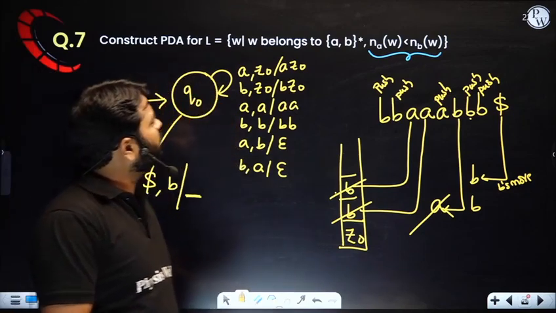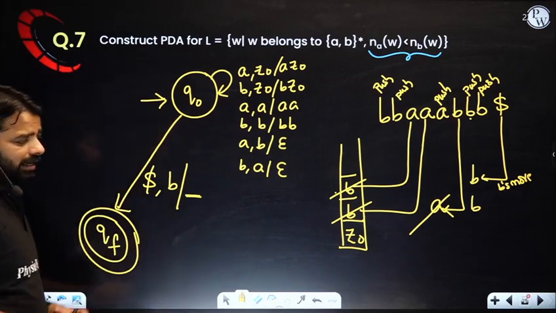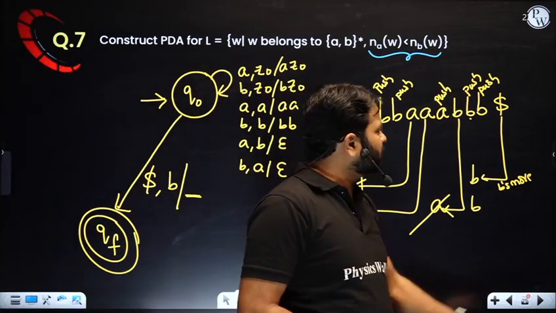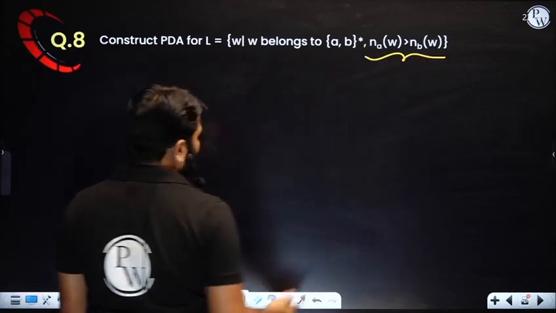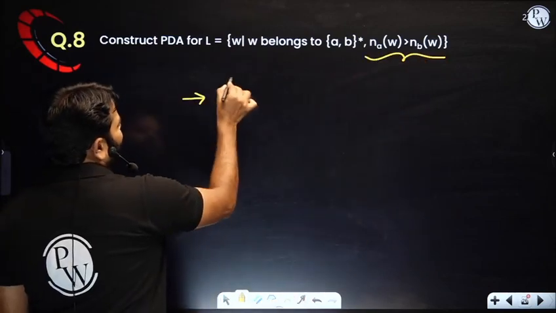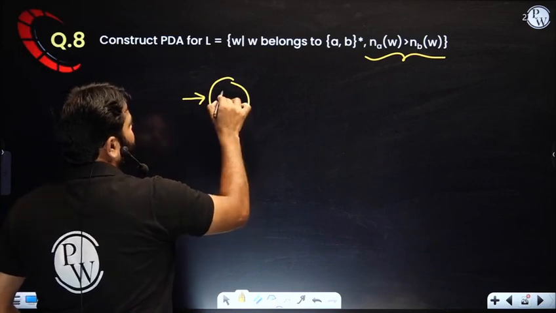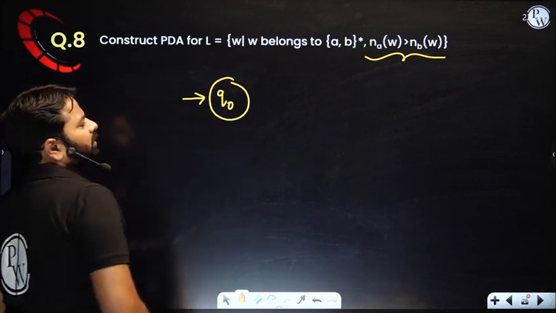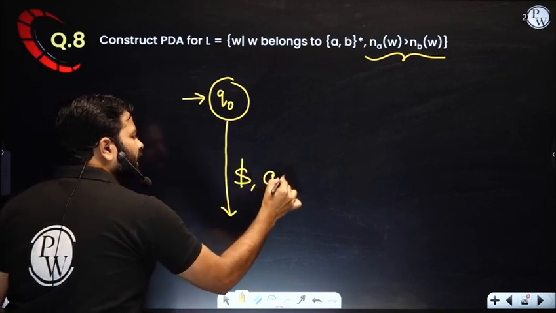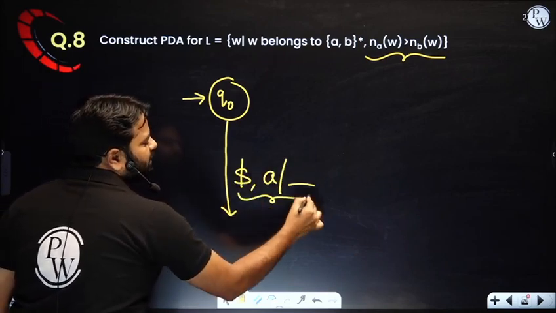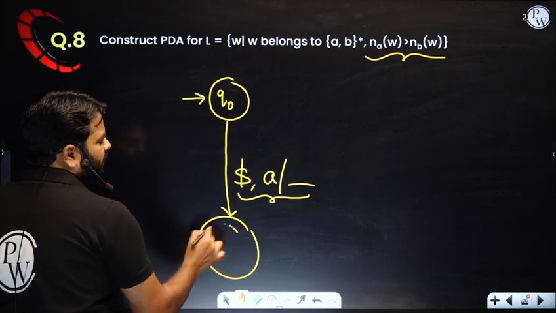Anything else that you wanted to understand here? Okay, we'll go for another problem to just cross check. Can you do it as homework? Number of A's greater than number of B's. What do you do? Only the transition that is dollar comma A. This represents A's more, then go to final.